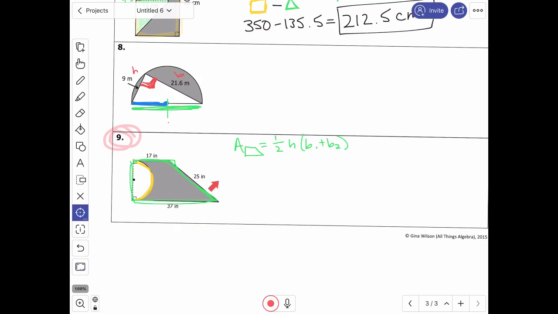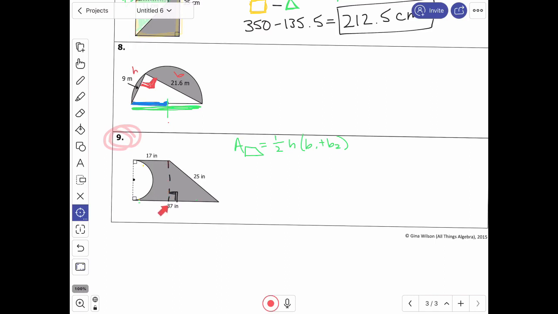What I can do, and this is what I would do for you on a test, is draw a dotted line going down on this triangle. So I'm actually making a perpendicular line. What that perpendicular line is going to allow me to do is have a right triangle here. With that right triangle, I'm going to be able to figure out how tall this trapezoid is.